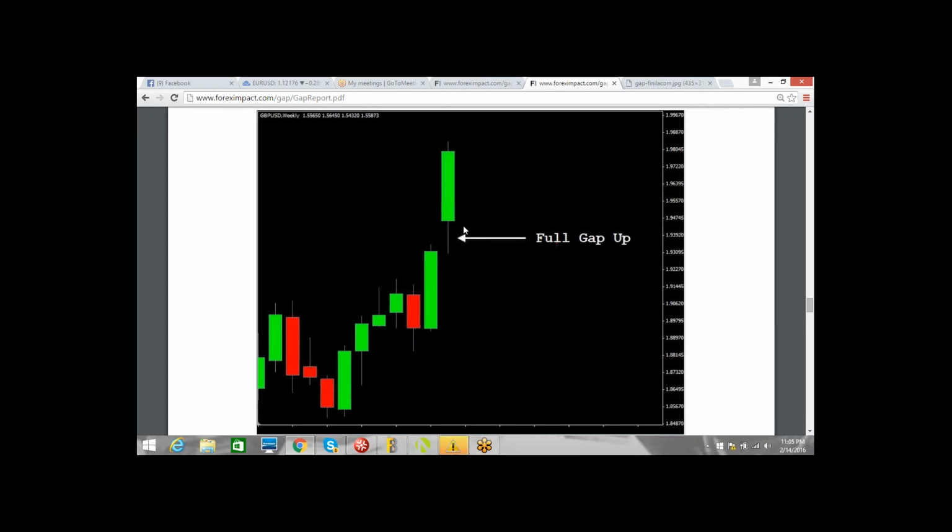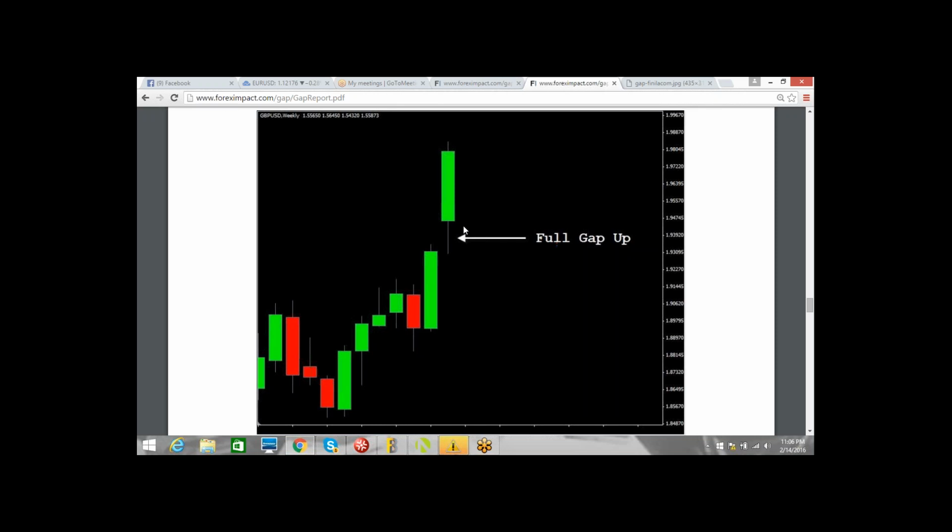Okay. Now, in the next section of your notes, I want you to write this down. Gaps are classified into 4 different groups. This is the part you really want to pay attention to, because now you're going to determine where the price is going from looking at the gaps. Those 4 groups are breakaway gaps, exhaustion gaps, common gaps, and continuation gaps.